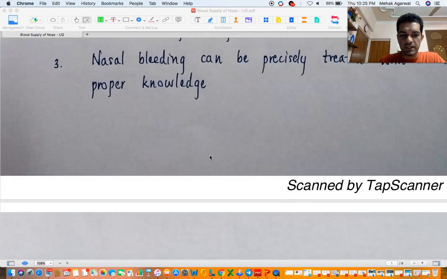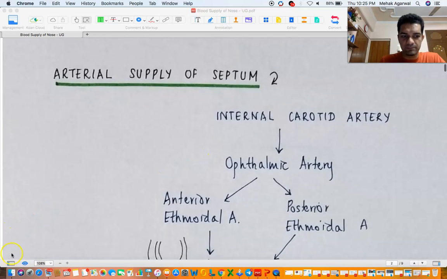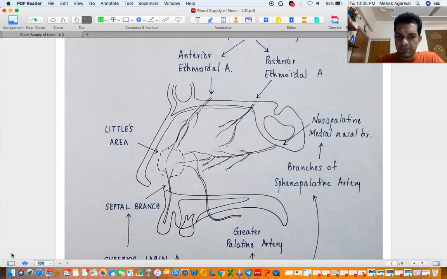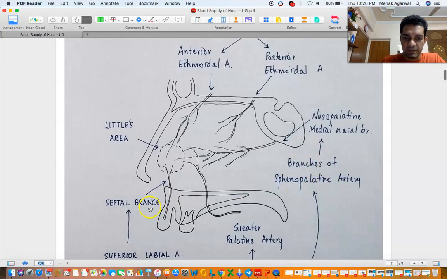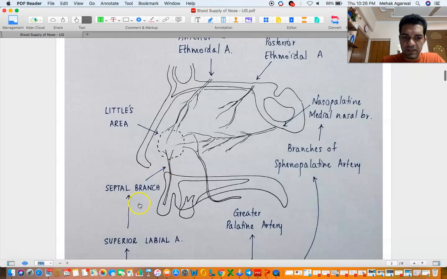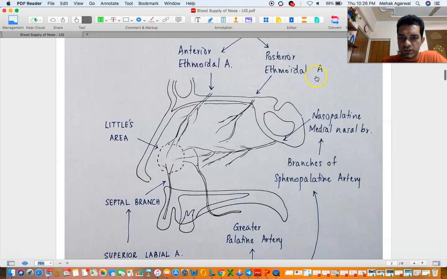So now moving on to the arterial supply of the septum. Talking of the arterial supply of the septum, you need to remember 5 arteries. You have an anterior ethmoidal artery and a posterior ethmoidal artery. These come from the top, one anterior and one posterior. Then, somewhat more posterior, you have your branches of the sphenopalatine artery. That's the third. Then inferiorly, you have the septal branch of the superior labial artery and the septal branch of the greater palatine artery. So these are the 5 arteries: anterior ethmoidal artery, posterior ethmoidal artery, sphenopalatine artery, greater palatine artery, and septal branch of superior labial artery.